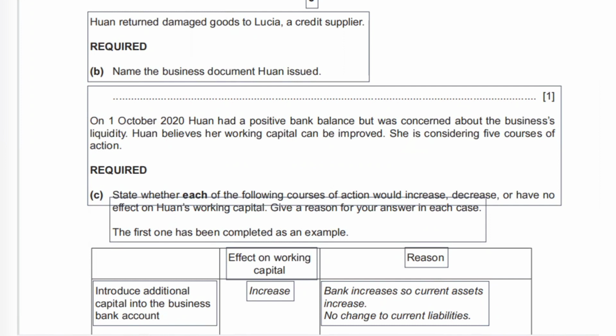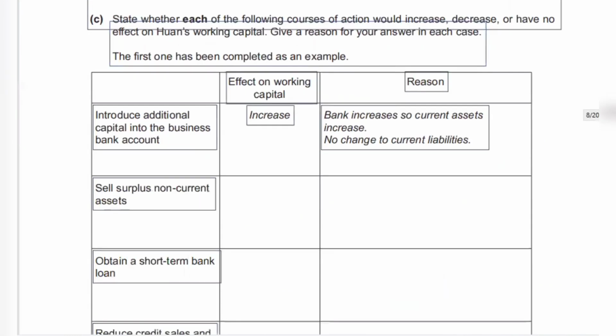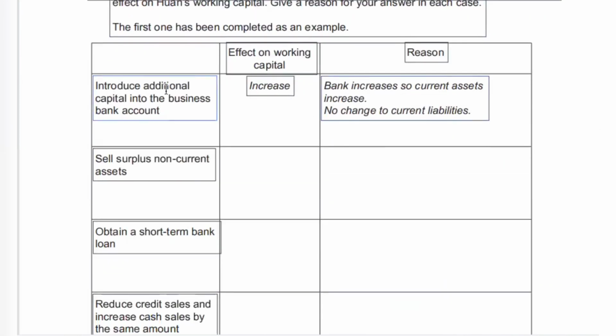Then we have the next part. On 1st October 2020, Juan had a positive bank balance but was concerned about the business's liquidity. Juan believes her working capital can be improved. She is considering 5 courses of action. State whether each of the following courses of action would increase, decrease, or have no effect on Juan's working capital. Give a reason for your answer in each case. The first one has been completed for you as an example. It is written, introduce additional capital in the business bank account.